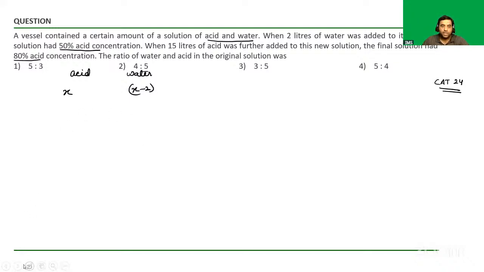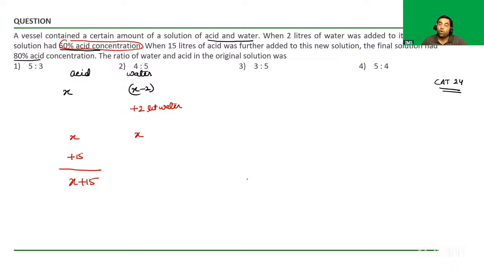Now, after this, the moment I added 2 liters of water, it will become X liters acid and X liters water, which is 50% acid concentration. Now, the next step says when 15 liters of acid was further added. Earlier it was 2 liters of water which was added. Now they're saying 15 liters of acid was further added. So that means the moment I add 15 liters of acid into this, the total amount of acid will become X plus 15.